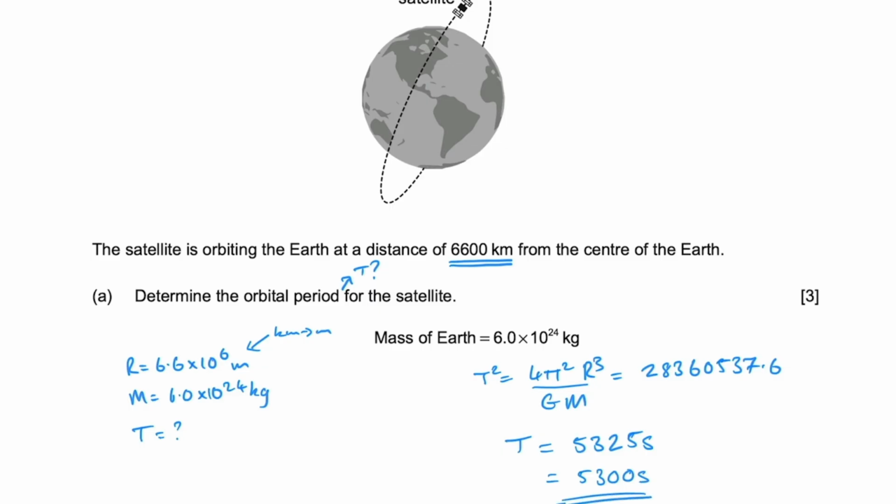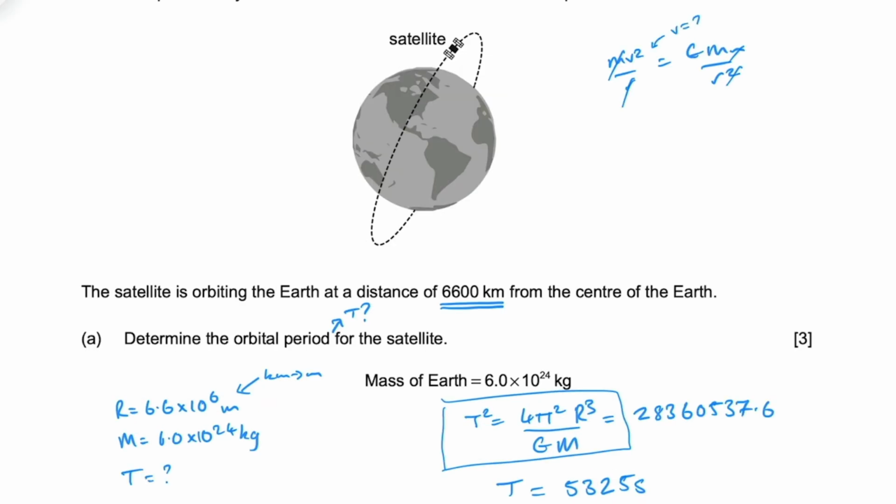5,300 seconds. Now, I have just blasé said, oh, this is the derivation of Kepler's third law, and wrote down this equation. This equation is not in the data booklet. I highly recommend you memorise it, or are super quick at going through the derivation that we talked about earlier, like this that I'm doing right now, okay?